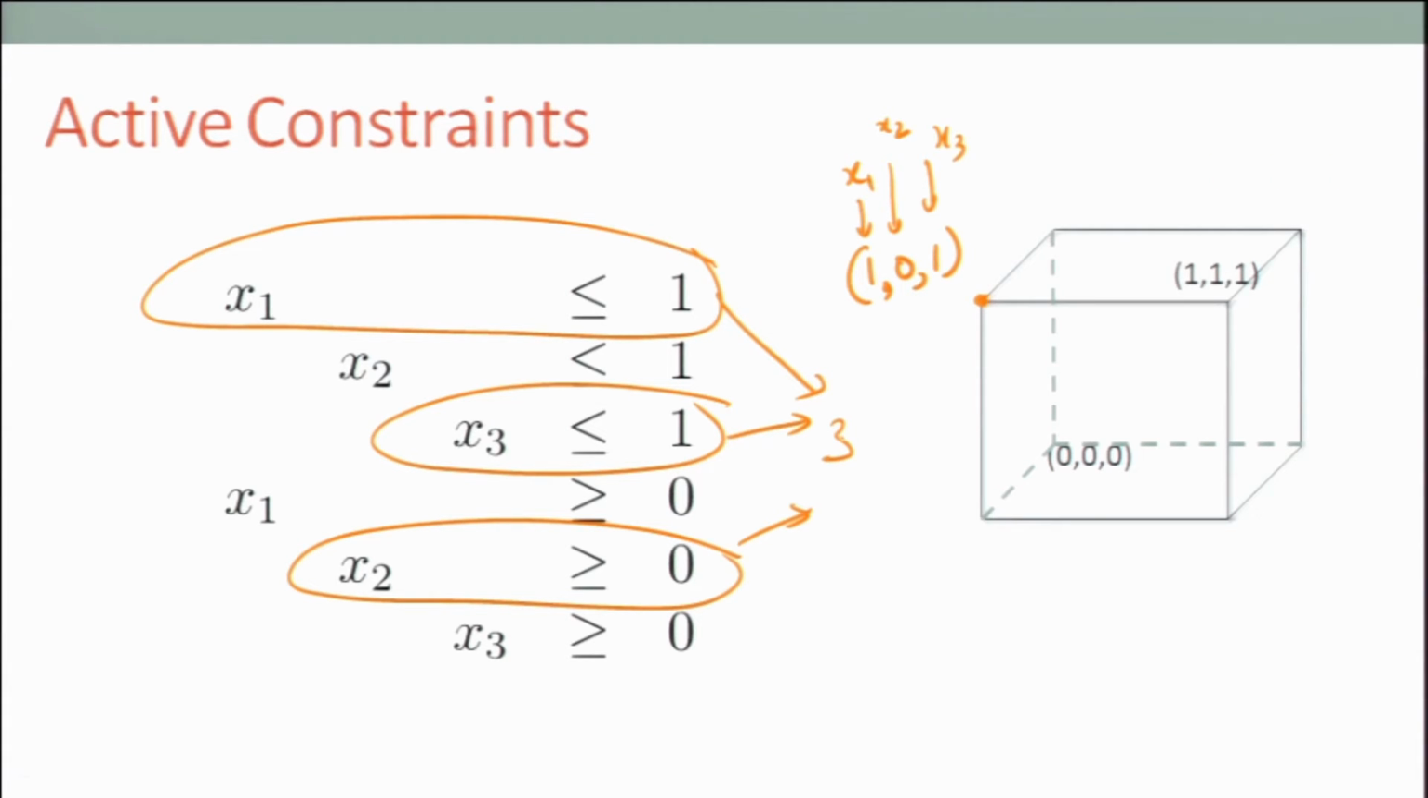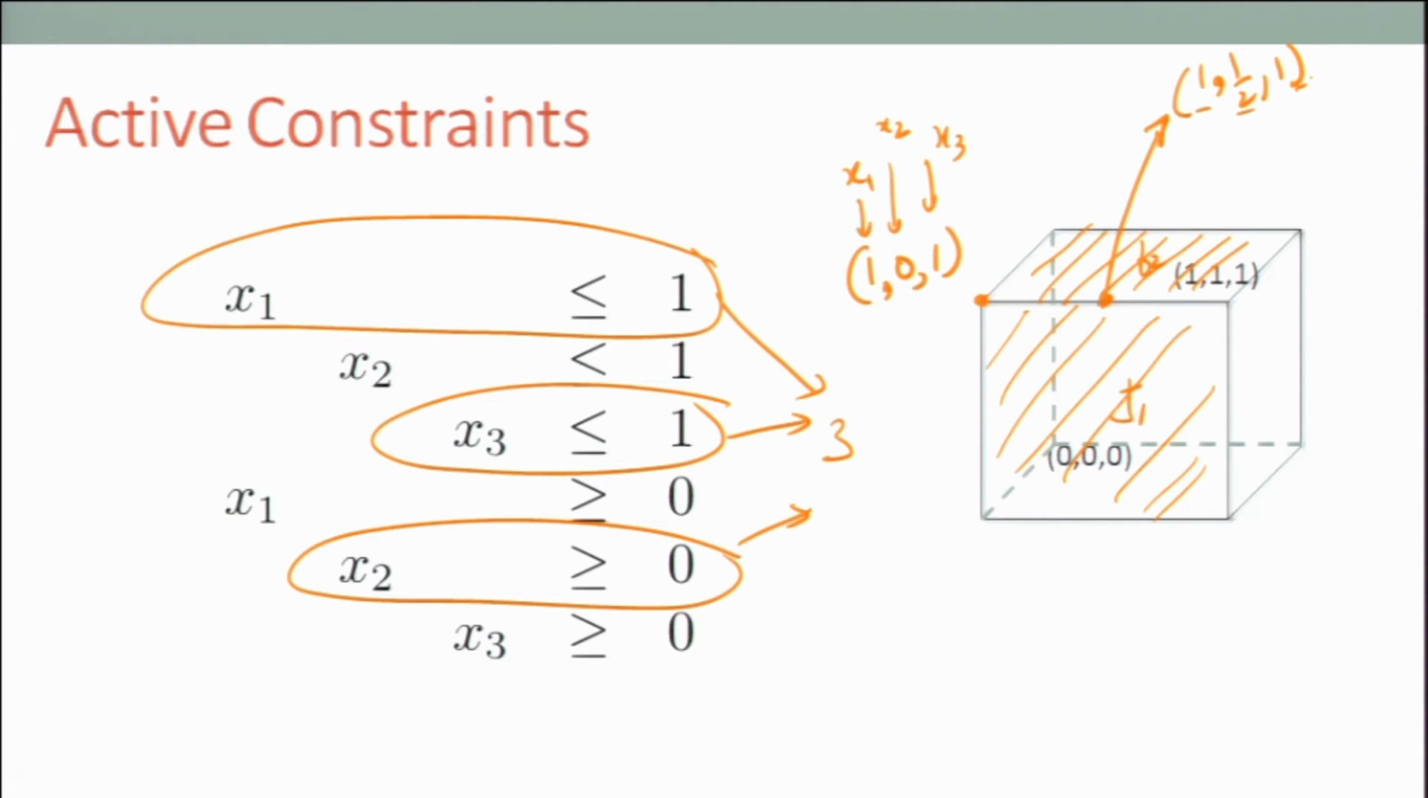Let's take another example, a point whose coordinates are 1, half, and 1. Now how many constraints does 1, half, 1 activate? It activates 2 constraints, and you can see this geometrically. It's at the intersection of 2 faces, f1 and the top face, f2. The point doesn't activate any other constraint. So it only activates 2, which are x1 less than or equal to 1 and x3 less than or equal to 1.